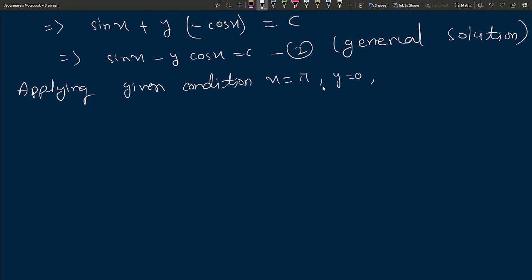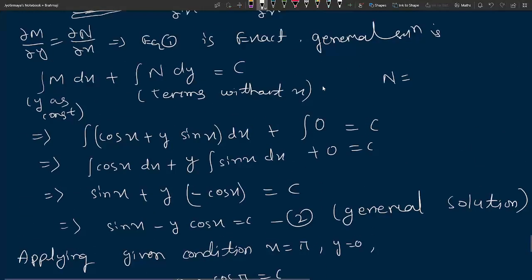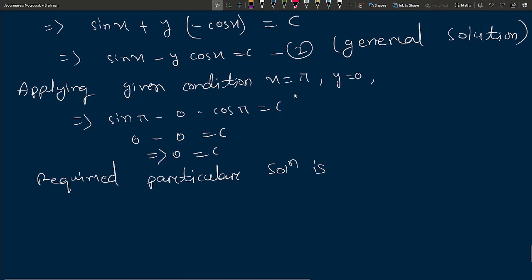Now in the general solution, put the values here, x is pi and y is 0. So sin pi minus 0 into cos pi equal to c. What is sin pi? Sin pi is 0, and 0 into anything is 0. So 0 equal to c, so c is equal to 0. Hence the required particular solution is, write the equation of the general solution with the value of c. Now c is 0, so sin x minus y into cos x equal to 0. This is your answer.